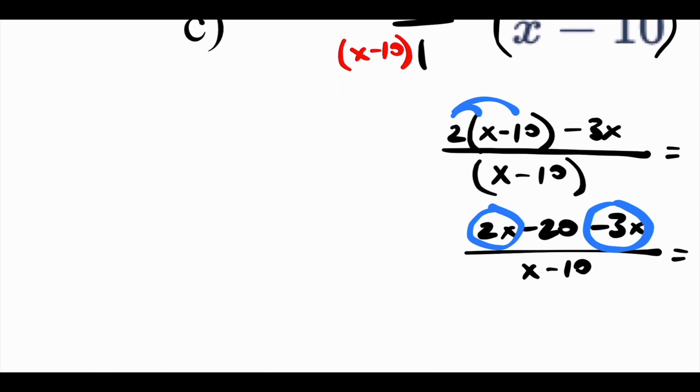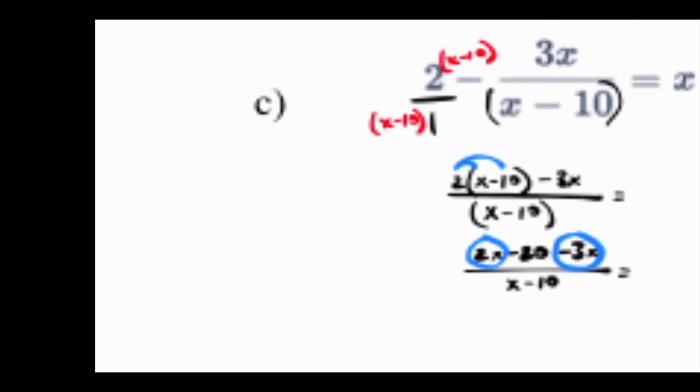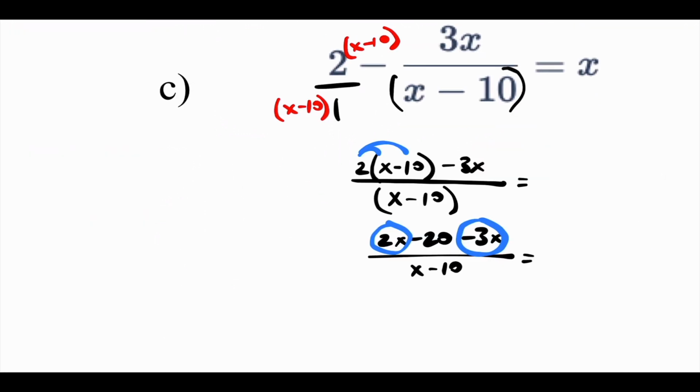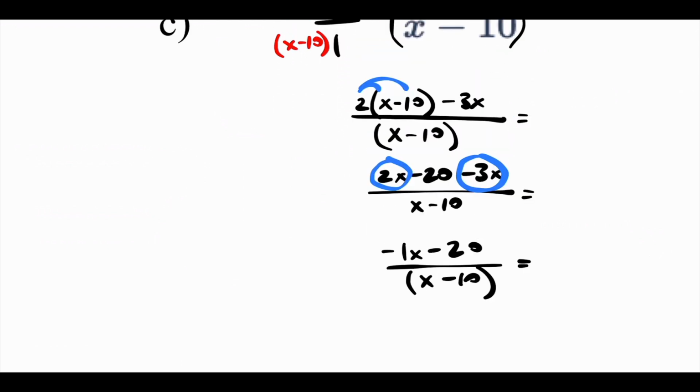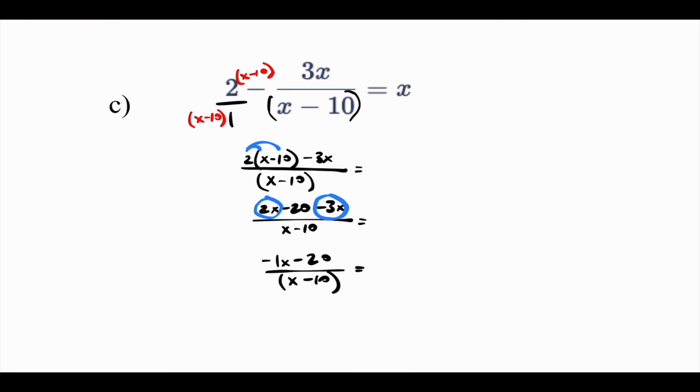Yeah, Lana? If we aren't gonna, if we aren't supposed to mess with, oh, never mind. Yeah, okay. So we get negative 1x minus 20 over x minus 10. Doesn't matter if you have to put the 1. No, it doesn't. You could put negative x. Negative x is okay. I always put the negative 1 just, I don't know. That's just what I do, but you don't have to.